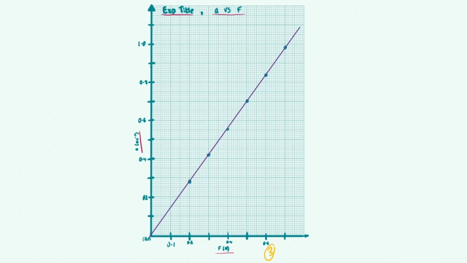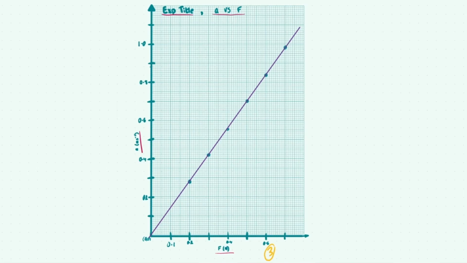In this question, it's important to note that the force is on the x-axis because it is the independent variable, so the one that we change, because we vary the amount of slotted weights that are hanging from the pulley. And then acceleration is on the y-axis as it is the dependent variable, so it is affected by the force.